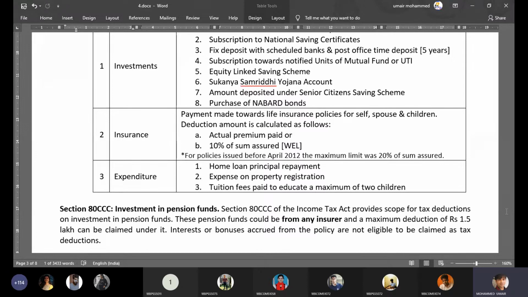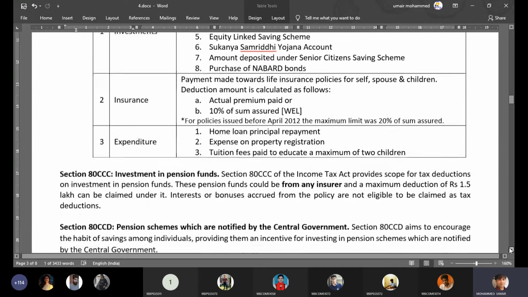So in case you are investing in pension funds, you are also eligible to claim deduction under section 80CCC. 80CCC is the section that says if you are contributing towards your pension fund, then the amount contributed can be claimed as deduction under section 80CCC. But 80CCC also has two sub clauses.